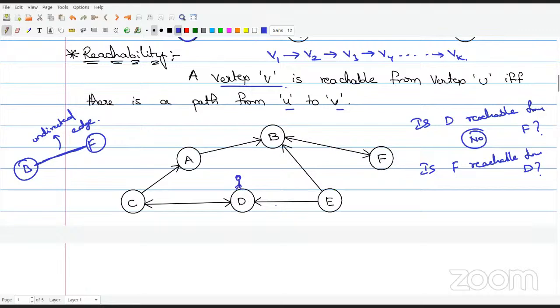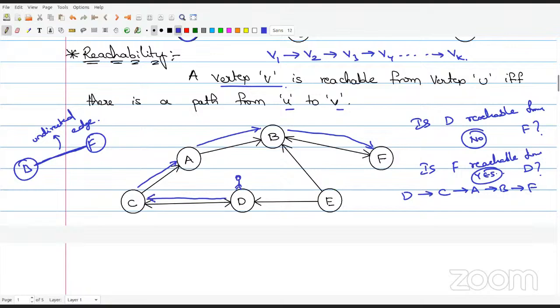I can't pick this side. There is no edge going from D on this side, but there is an edge going from D to C on the left side. So from here I can go to C using this edge. Once I reach C, from C I can go to A, from A I can go to B, and from B I can go to F. So there is a path from D to F. If there is a path from D to F, then F is reachable from D. So this is yes.